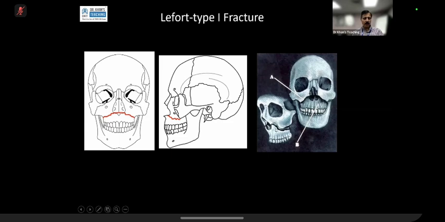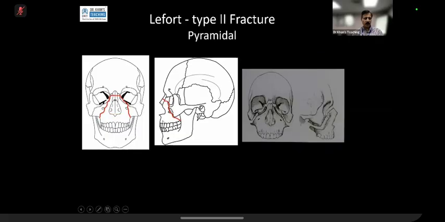So what will happen is that you will see this alveolar ridge of the maxilla. If you hold this patient's upper teeth, you will see that they will be slightly mobile. So this is Lefort 1. This is the fracture line passing through the alveolar ridge of the maxilla.